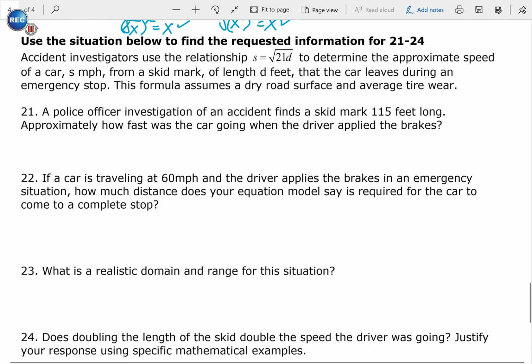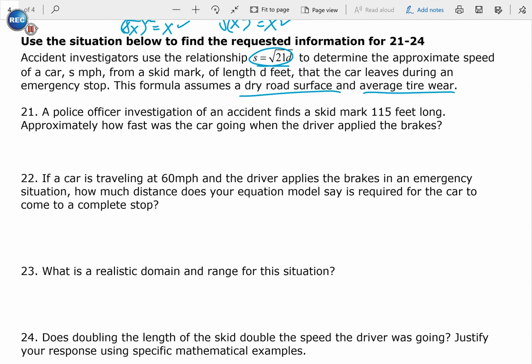Okay, so let's go ahead and take a look at this next one. Use the situation below to find the requested information for 21 through 24. Okay, so for this problem, we did a warm-up problem like this yesterday. The accident investigators used the relationship s equals the square root of 21d to determine the approximate speed of the car, s miles per hour, from the skid mark of the length d feet that the car leaves during an emergency stop. This formula assumes dry road conditions and average tire wear.